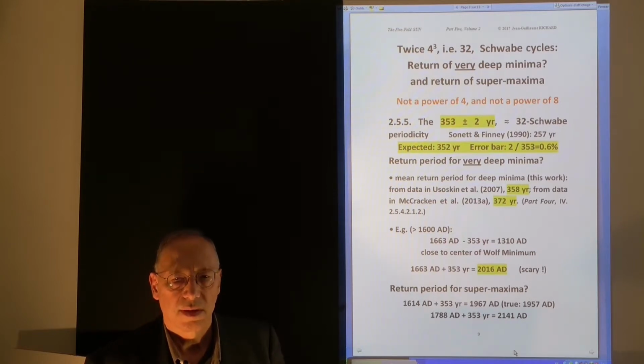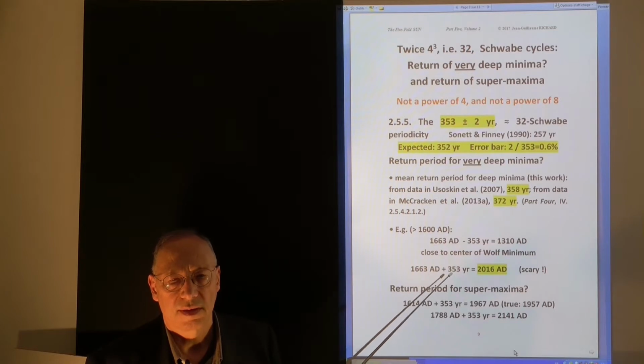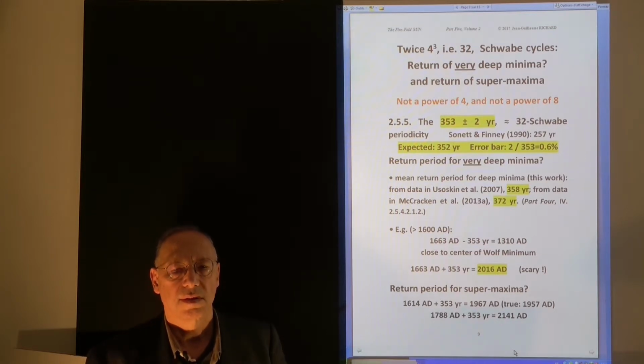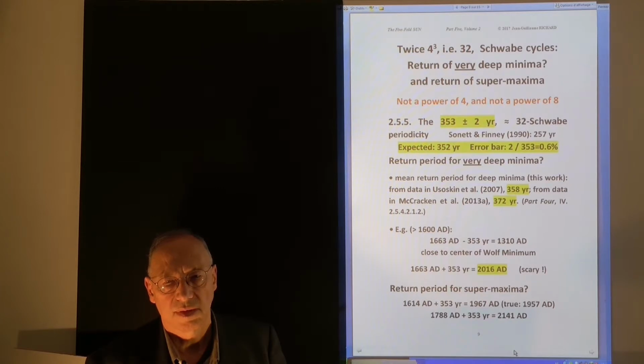More scary is the fact that if you now add this period, we arrive at the present time. Again, it is well known that the Sun has been, since the late 1990s and in the early 2000s till present, in a period of subdued activity.